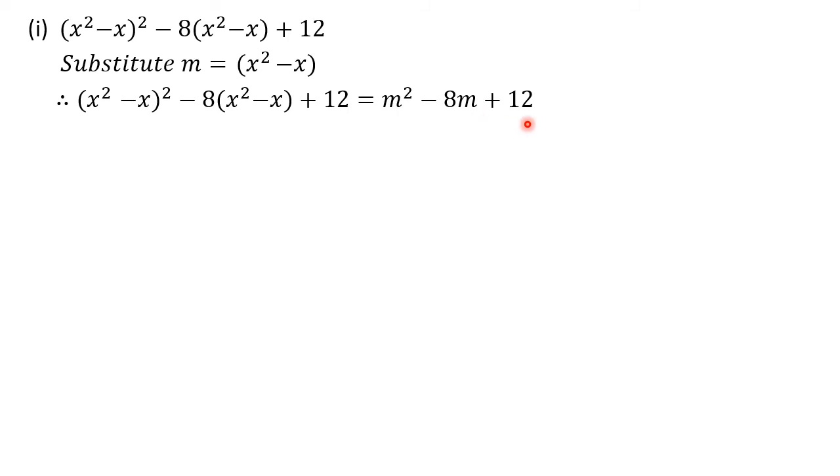So multiplication 12 and addition 8. Very clearly we will get the answer immediately: 6 twos are 12. 6 into 2 is 12 and 6 plus 2 is 8. So we got the factors for this middle term as minus 6m and minus 2m. This minus 8m we can write as minus 6m minus 2m, with the first term and the last term as it is.